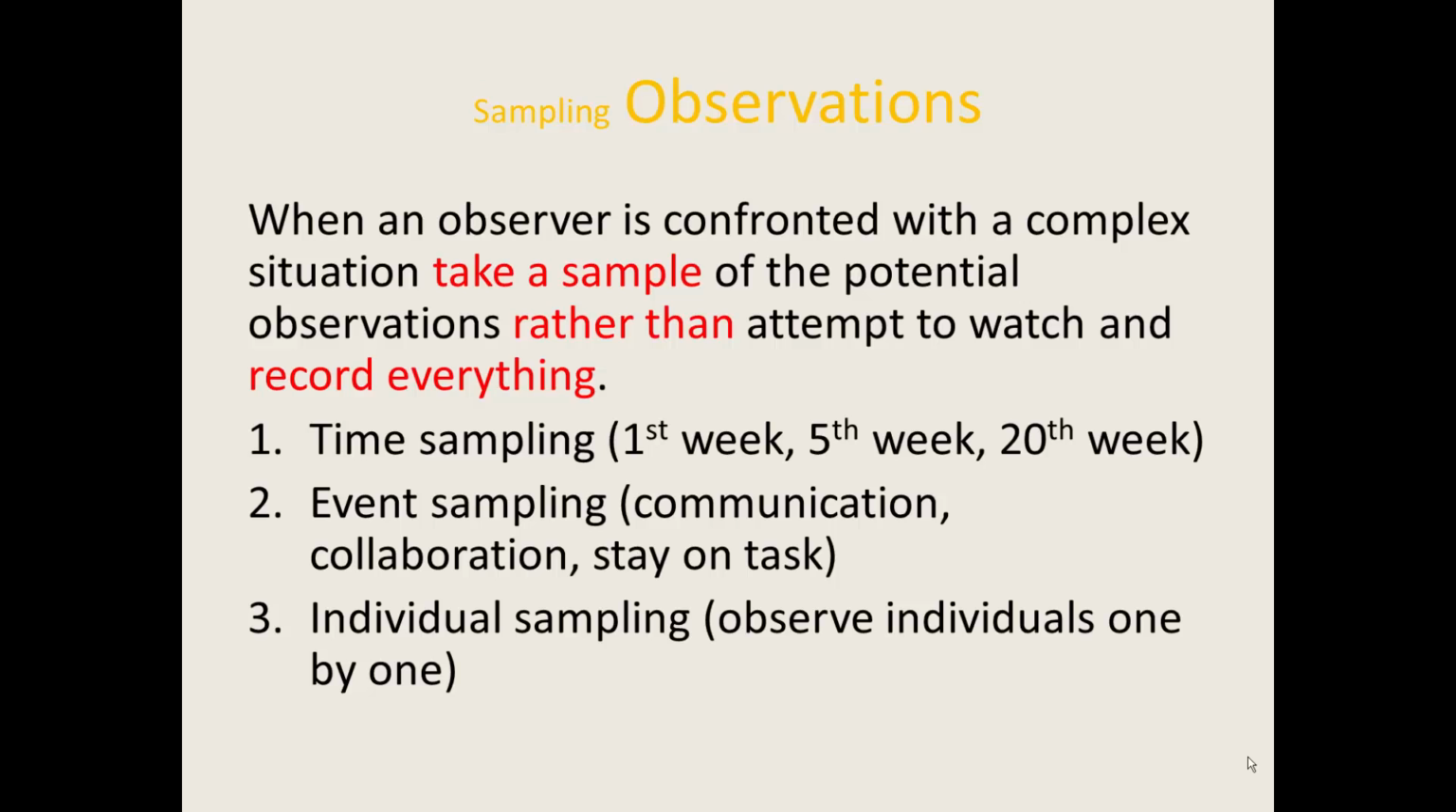Observation is usually done with a checklist, where you observe your participants and record everything that you are interested in measuring. When you're observing a complex situation, you cannot simply record everything, so you have to have a plan for your observations, and usually you have to take a sample of the behaviors or the events that you want to measure. There are three types of sampling that you can use.